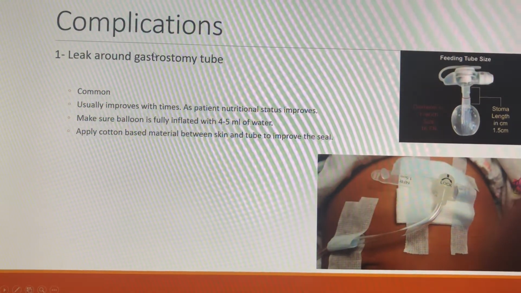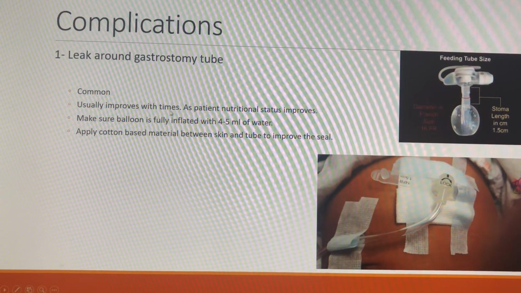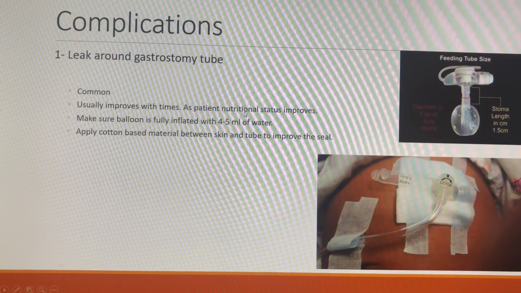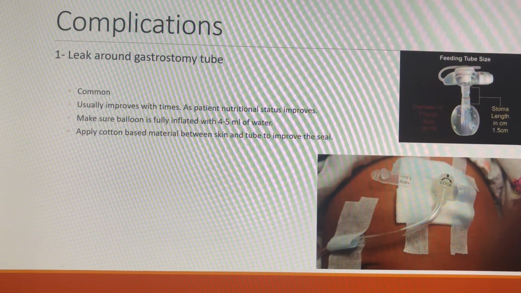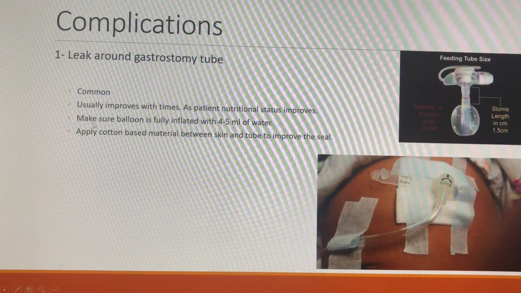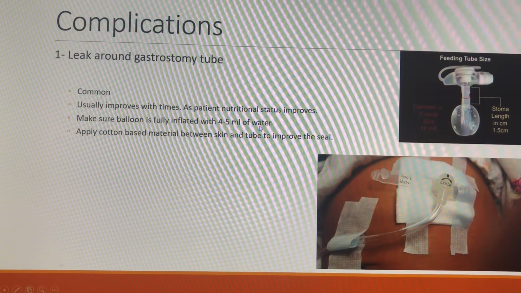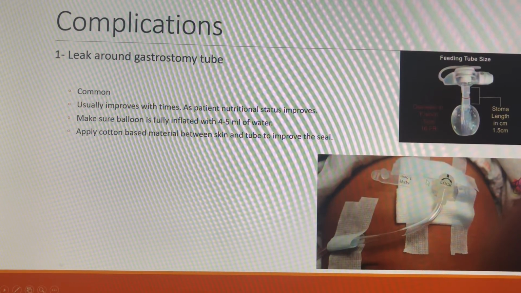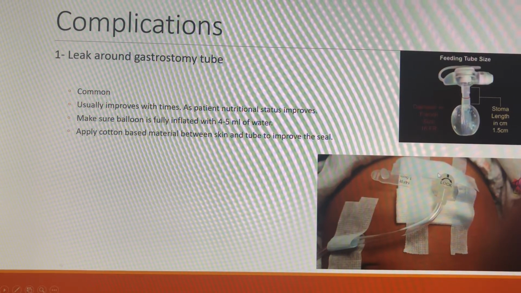Complications. The most common complication is leak around the gastrostomy tube. It usually improves with time, especially with improvement in the patient's nutritional status. More fat will develop and help seal the tube around the skin. We have to make sure the tube is inflated with 4 to 5 milliliters of water to help the seal. Applying cotton pads underneath the tube helps again with the seal, and at the same time absorbs any minor leak around the gastrostomy tube and keeps the area dry.